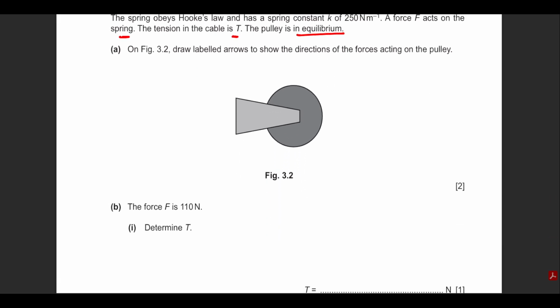So it says on the figure 3.2, draw labeled arrows to show the direction of forces acting on the pulley, which is completely fine because there are going to be two places where the forces are acting on the pulley. This is a point with T and this with T. And anywhere from the center to this point as F. If you visualize this as a single object, then this is what it will look like to you: 2 times the tension being compensated by a single spring as a free body diagram.